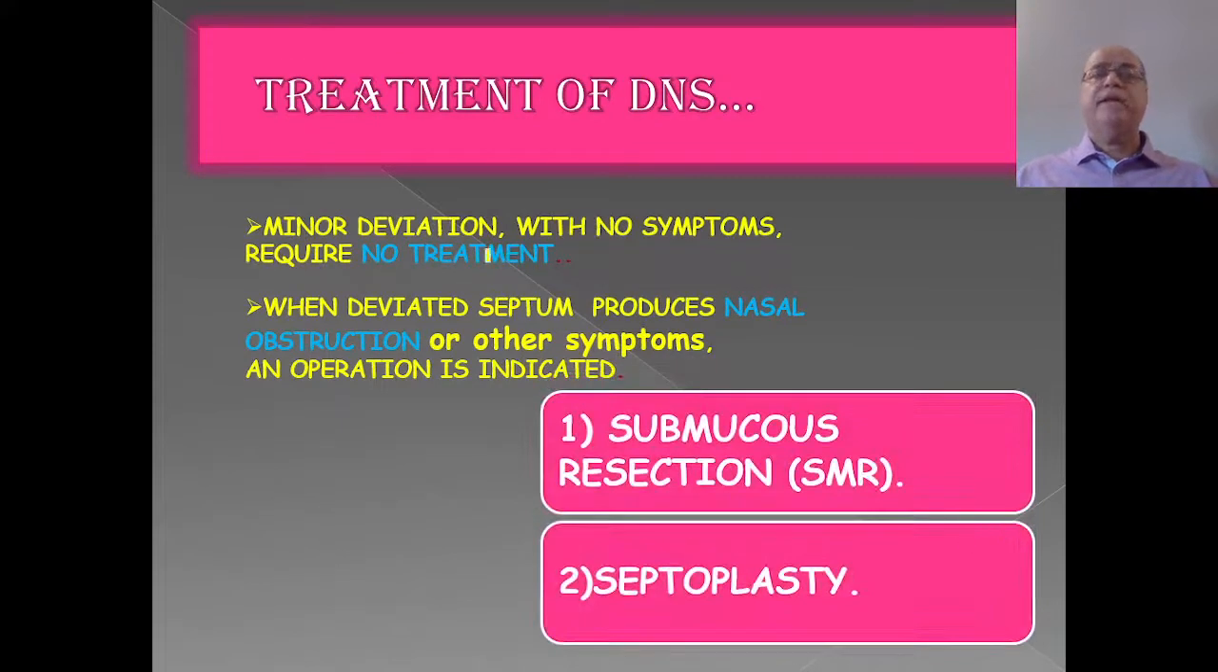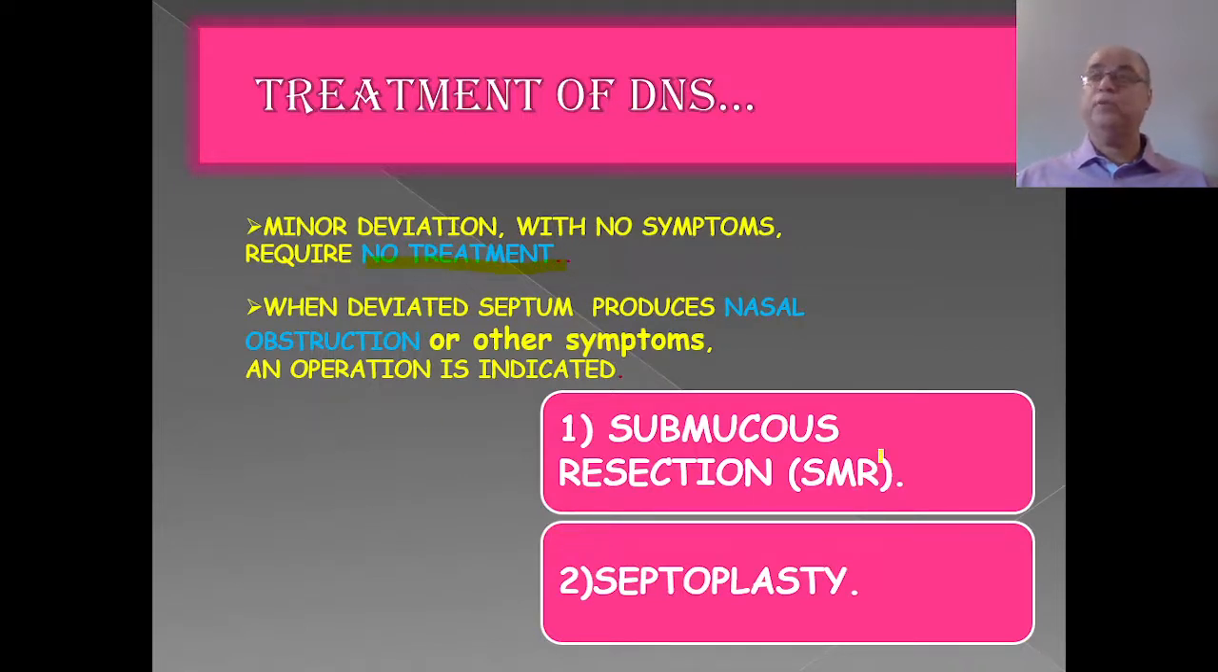So, minor deviation with no symptoms requires no treatment. No treatment is required when there are no symptoms. Because by definition, we have agreed that a deflected nasal septum is labeled as a deflected nasal septum only when it is causing symptoms. And if we have to single out the symptoms, then it will be nasal obstruction. So when a deviated nasal septum is producing nasal obstruction or other symptoms, then surgically we have to correct.